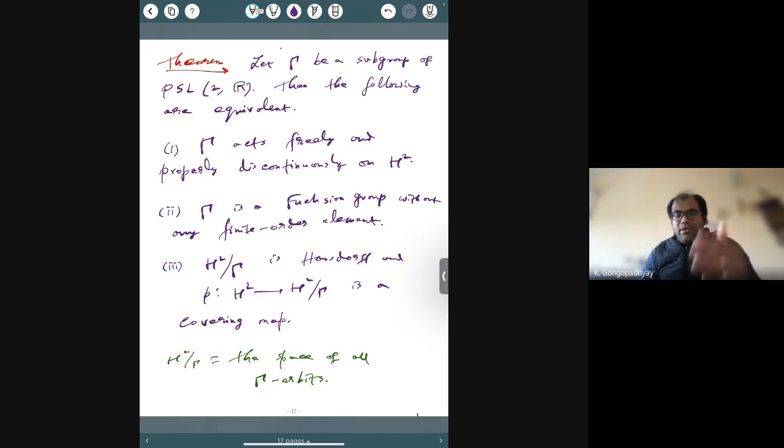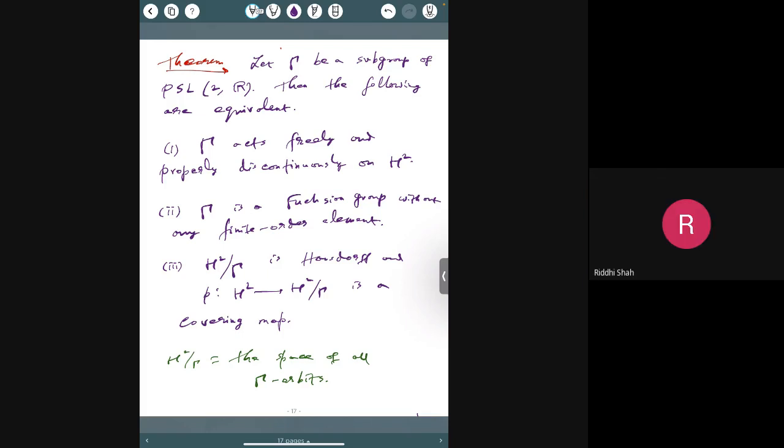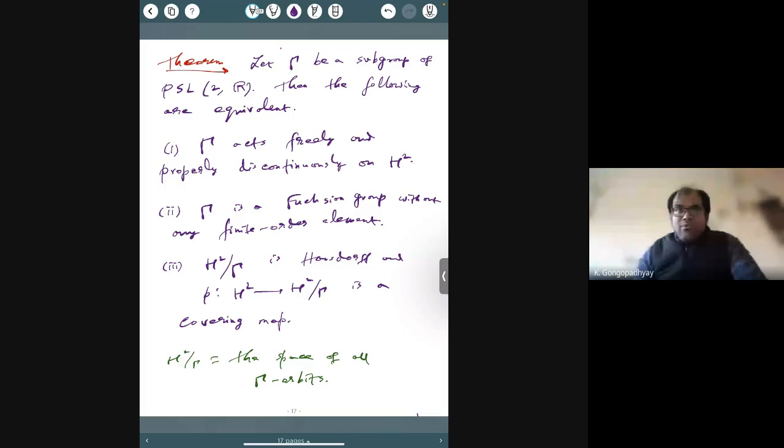No, but SL2Z will act freely and properly discontinuously on H2 also, and it has a nice fundamental domain. So SL2Z acts on H2. The action is certainly properly discontinuous, and it's free. It's not free.